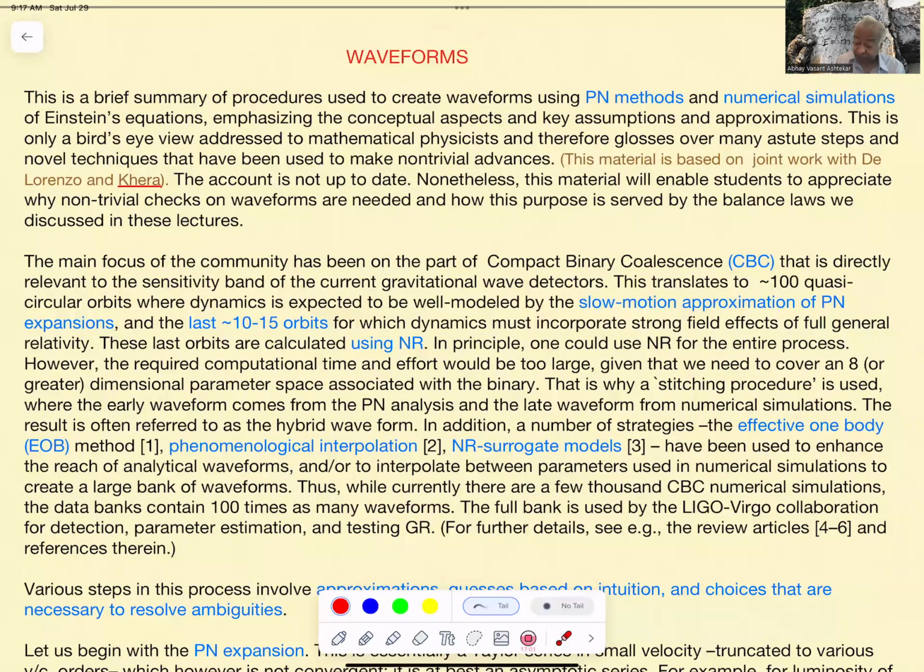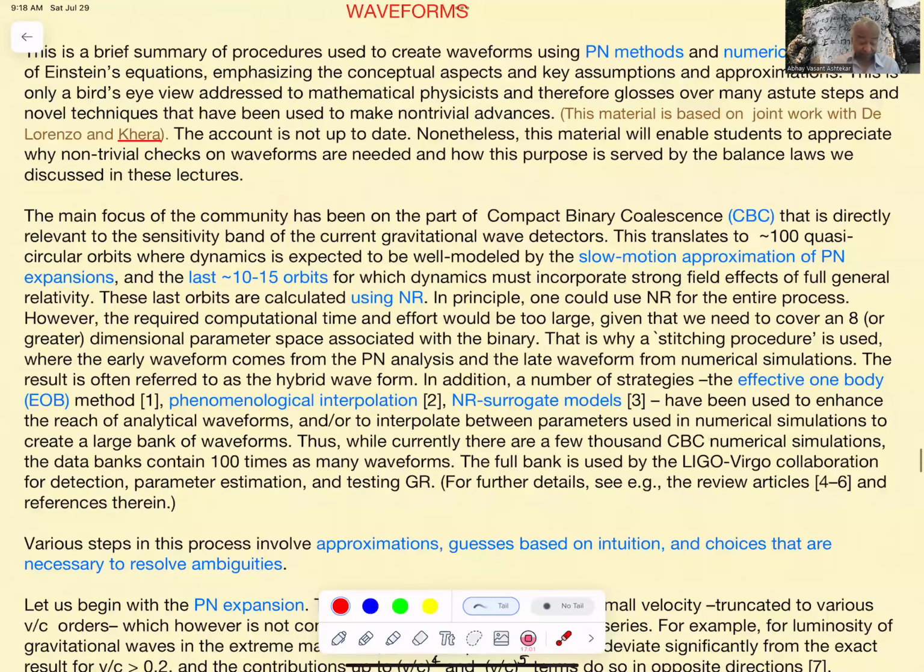This material is based on joint work with Tommaso Di Lorenzo and Nur Kera. And the account is not up to date because I basically stopped when I felt that I had sufficient grasp. I have not kept up with all the constant new things that happen to improve the waveforms. I kept in touch with some of them, but not all of them, not in an exhaustive way. Nonetheless, I think this material will enable students and postdocs to appreciate why non-trivial checks on waveforms are needed and how this purpose is served by the balance laws that I discussed in the last 4 lectures.